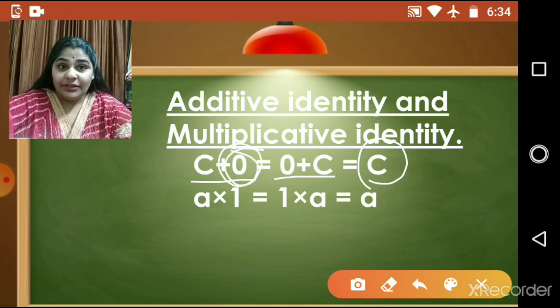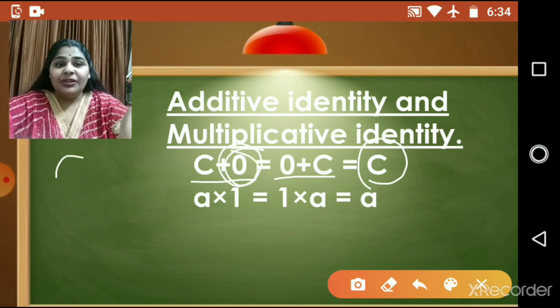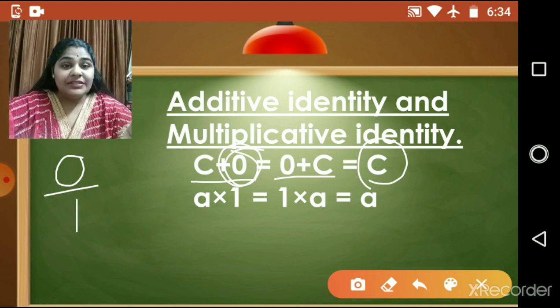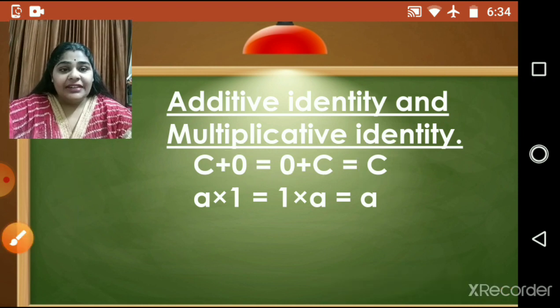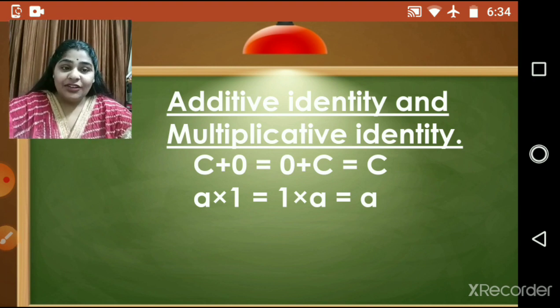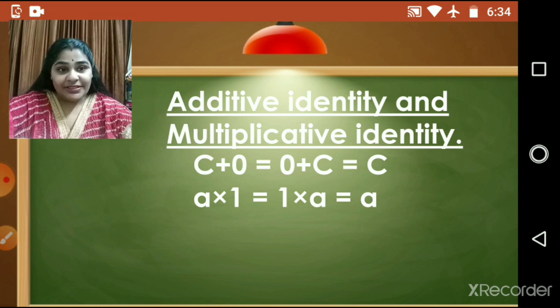So 0 is such a rational number. Now why am I calling 0 a rational number? Because 0 can be written as 0 upon 1, which is again in the form of p upon q. This is very important, children, okay? So if I add 0 to any rational number, the answer will be the same rational number. Hence 0 is known as the additive identity of rational numbers.